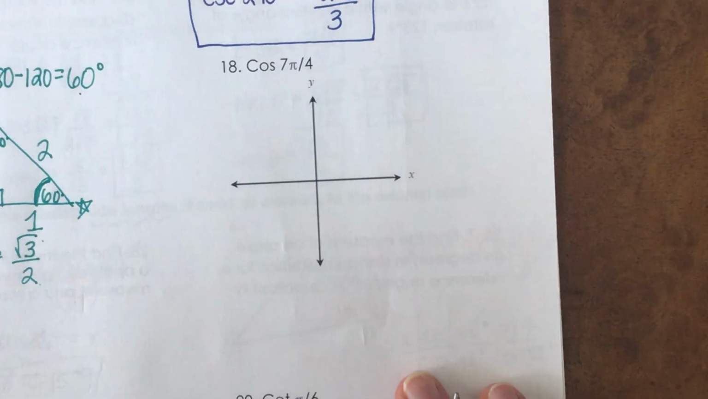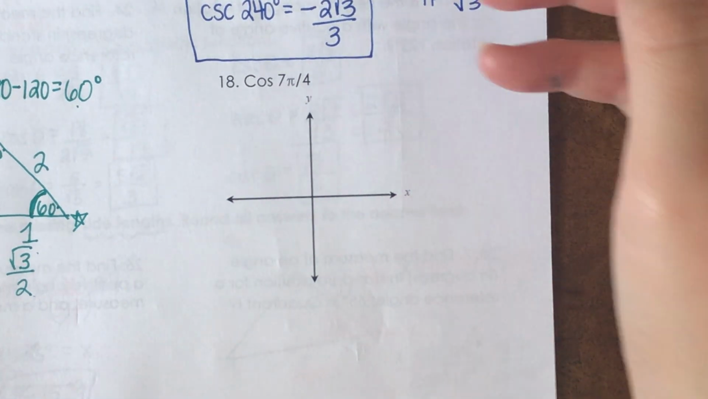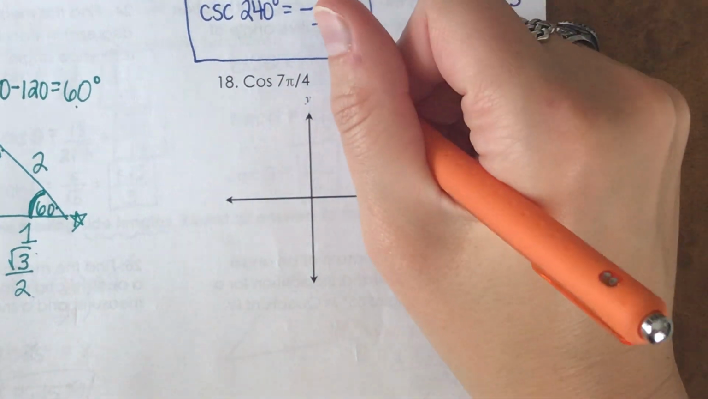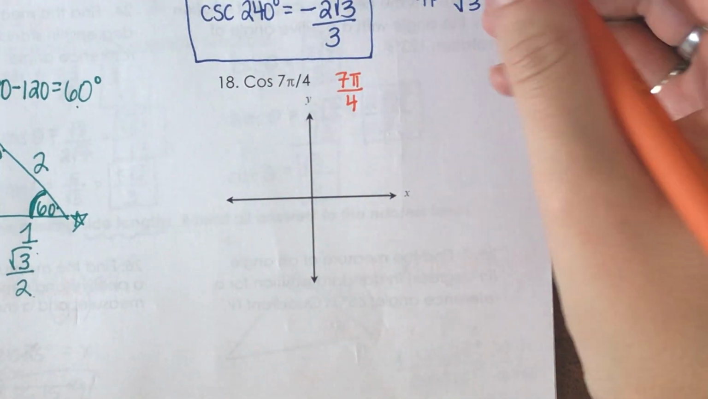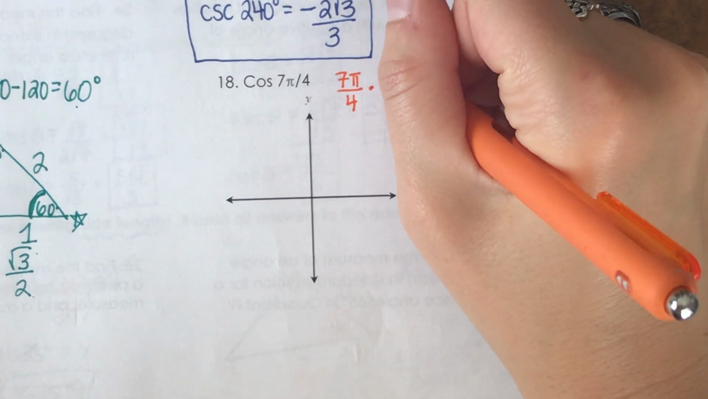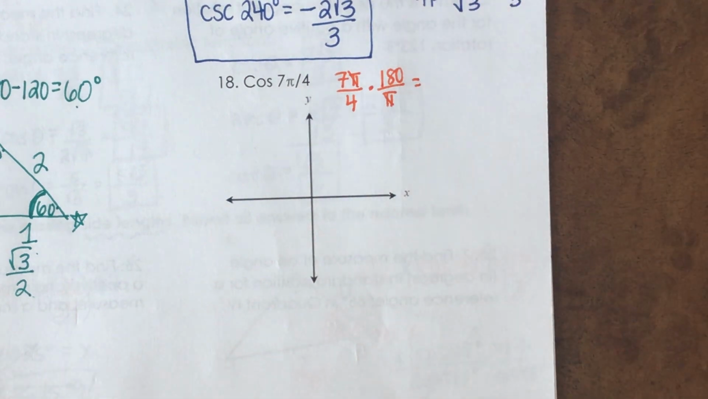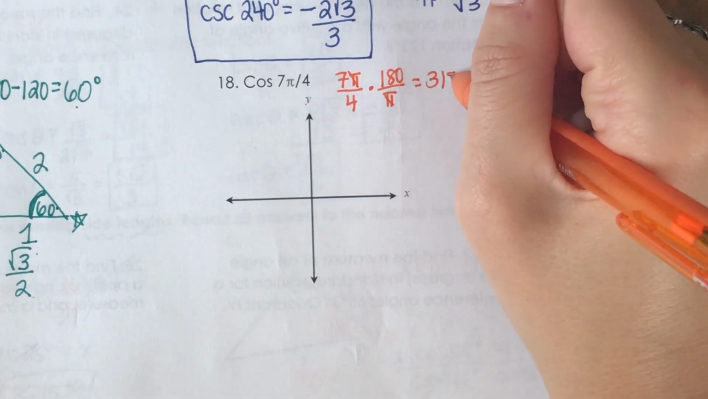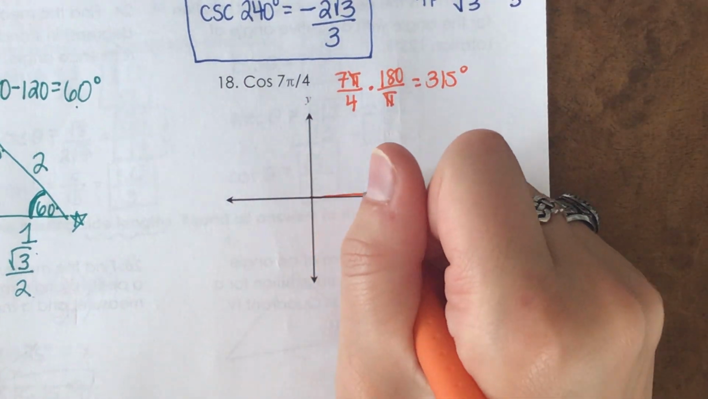All right, number 18. Cosine of 7 pi over 4. Now, this is given to me in radians. I always want to make sure I have it in degrees because it's way easier to sketch. So we're going to change this into degrees, and we're going to do that by multiplying by 180 over pi. My pi's cancel. I end up getting 315 degrees. All right, so now we're going to sketch it.